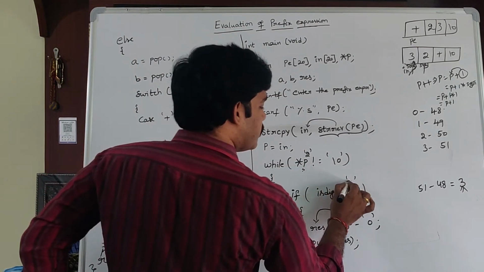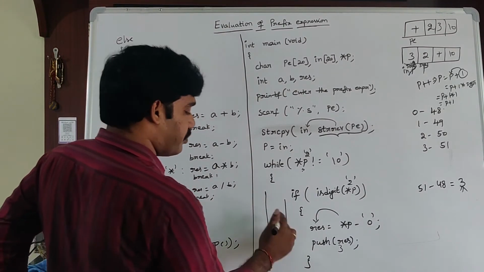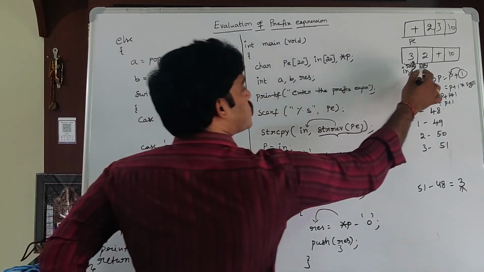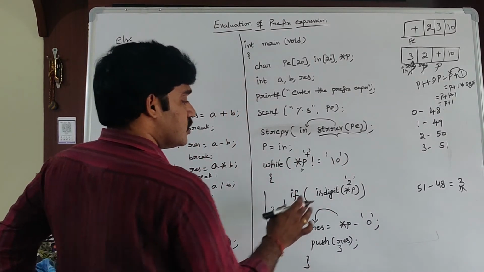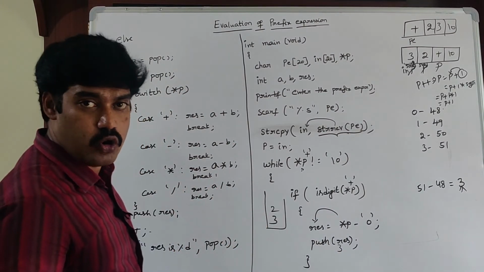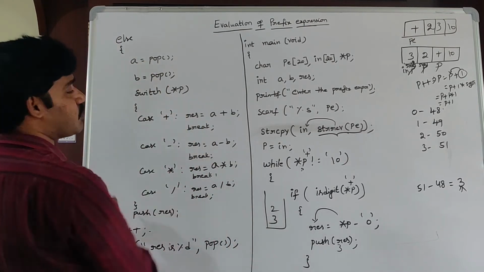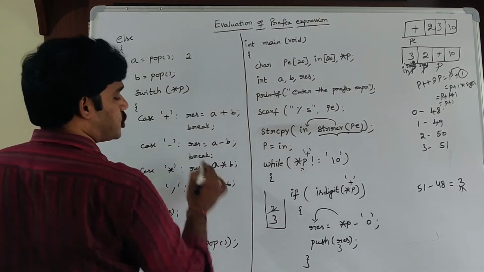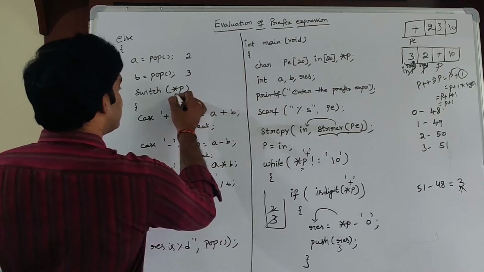Is digit of 2? Yes, it is a digit. So convert that into the digit 2. Then push. Next, P plus plus, it goes to the next one. P, which is plus, is not equal to backslash 0, the condition is true. So, is digit of plus, is plus in between 0 to 9? No, the condition is false. Coming out of the if block, coming to the else block, A equals pop. Which element is popped out? The topmost element. A value is 2. B equal to pop means B value is 3. Switch of star P means switch of plus.